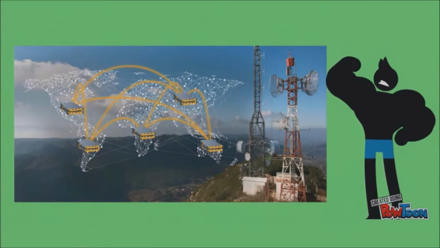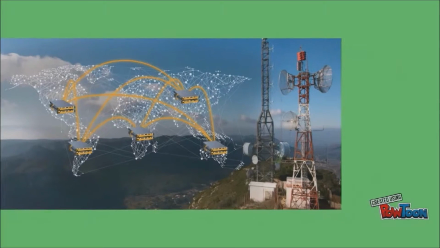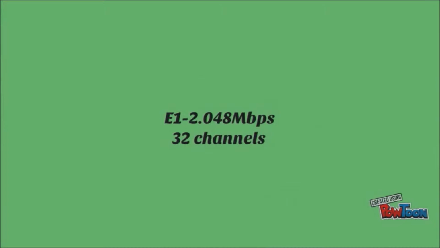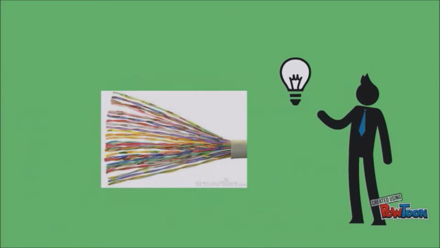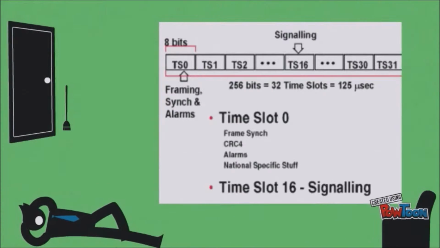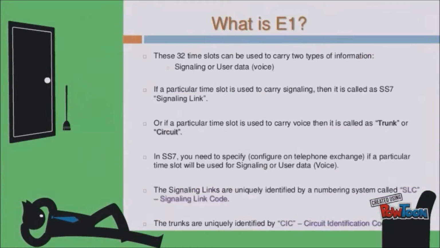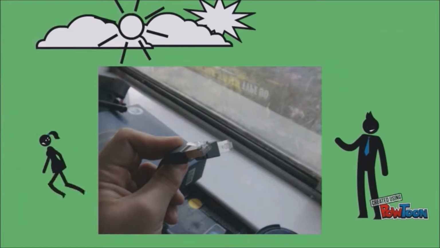E1 is similar to T1. T1 is the North American term, whereas E1 is the European term for the transmission. The data rate of E1 is about 2 megabits per second. It has 32 channels at the speed of 64 kilobits per second. It is important to know that 2 channels among the 32 are already reserved. One channel is used for signaling while the other channel is used for controlling. Fast Ethernet is one of the options for any speed above E1.